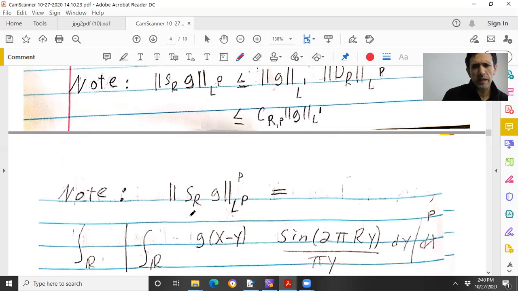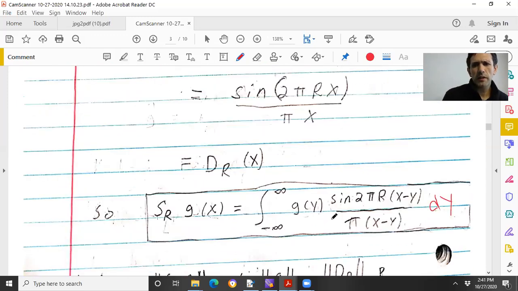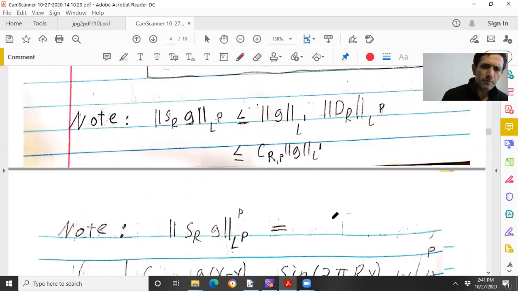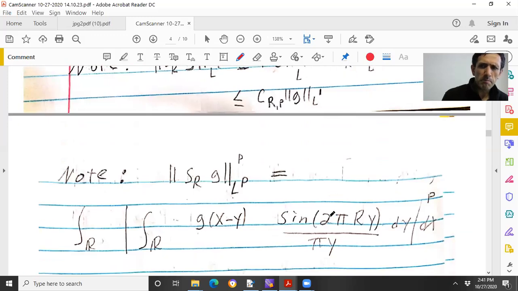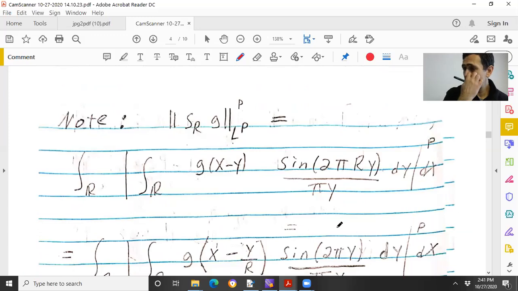So let me expand on that a bit. So let's just look at this L^p norm. So here I'm just going to change variables and write it as g of x minus y times D_R of y, like I can always do with convolution. Okay. So let's do a change of variables. And I'm not going to use different letters just because we're going to do this for x and y, but if you want to, you could.